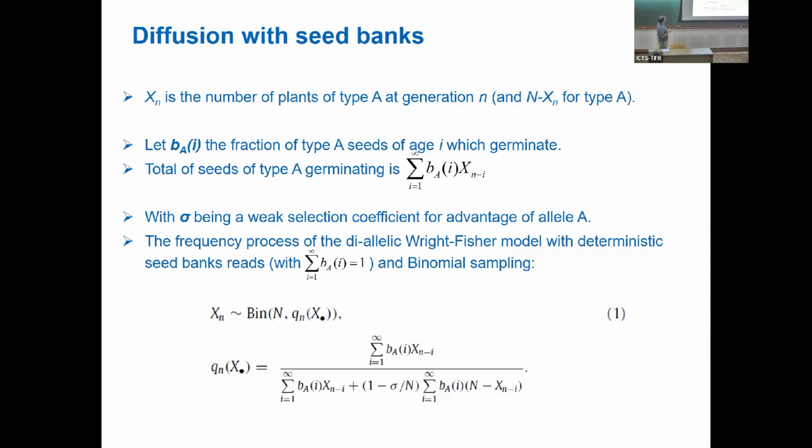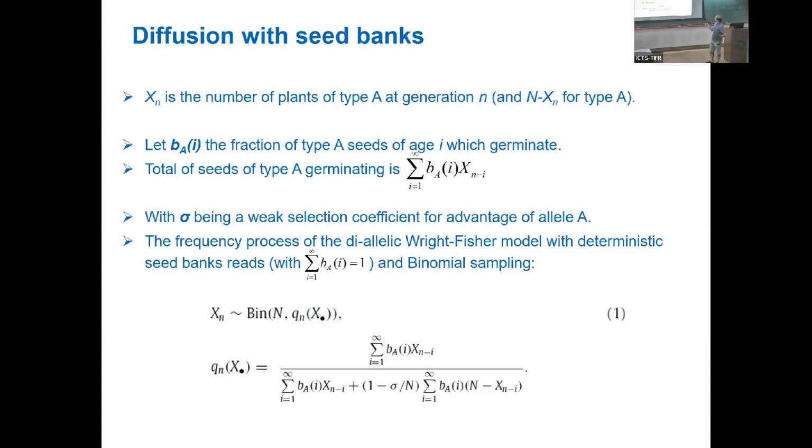And then what we assume now is we put a little selection coefficient, which we call sigma, which is a weak selection coefficient for the allele big A. Okay, so we assume that now one of the alleles has an advantage against the other. Then let's look at what's happening.